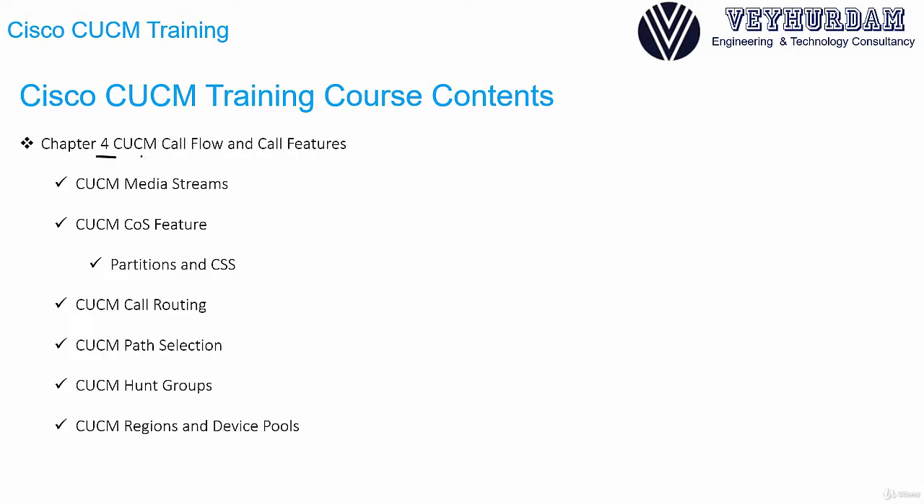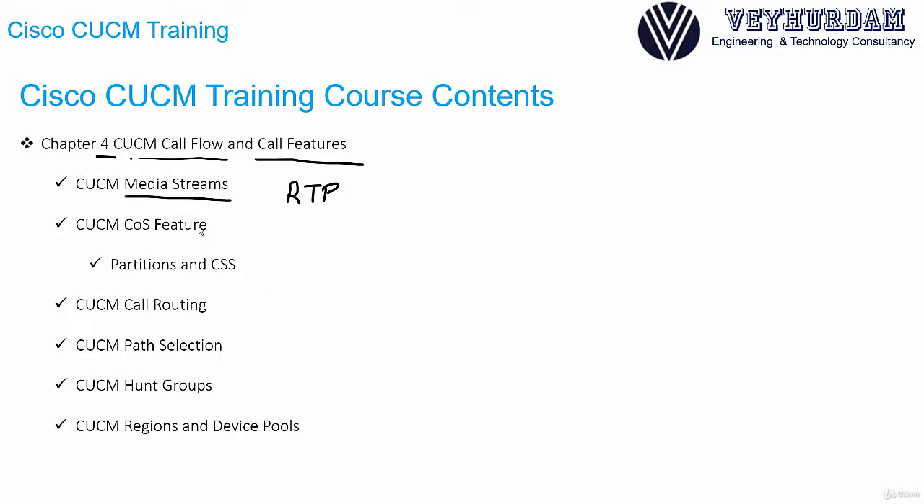Chapter 4 will be all about CUCM call flows and some call features. So first of all, we will understand CUCM media streams. We will learn how SIP protocol is managed and controlled between IP phone, CUCM, and CUCM and gateway. Then we will understand RTP, which will be the real-time protocol that will be effective when the first initial signaling and controlling happens and when there is only the media control, media transfer.